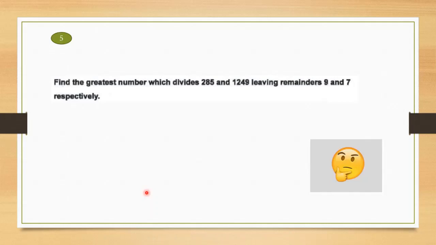Read the sum properly. It is similar to the previous one, with a bit of difference. Find the greatest number which divides 285 and 1249, leaving remainders 9 and 7 respectively in each case. Prerna, you had asked me that question, right? If you find the HCF and then subtract, what will you subtract? 9 and 7 together is impossible, right? So that method doesn't work. You have to subtract initially and then find the HCF of those two numbers.